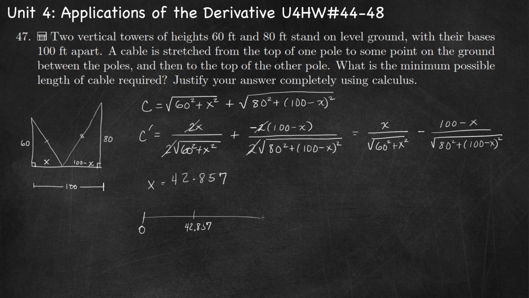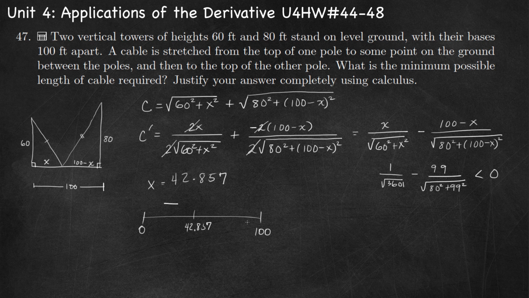And we know x has to be somewhere between 0 and 100. So I can choose a test point. Let's just choose 1 for x. And I get 1 over the square root of 60 squared plus 1, so 3601, minus 100 minus 1, so 99 over the square root of 80 squared plus 99 squared, and that is negative.